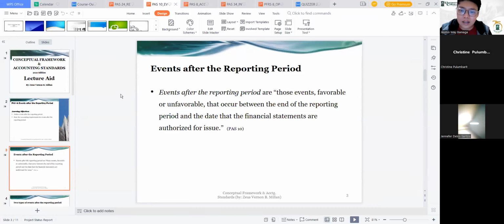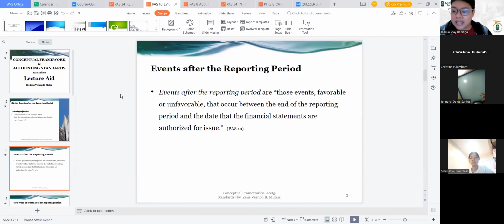In short, basically, these events happen after the end of the balance sheet date and before the said financial statements are authorized for issue. There are some cases where we need to do adjusting entries and adjust the financial statements of the current reporting period. There are cases that we ignore and don't do any adjusting entries anymore.